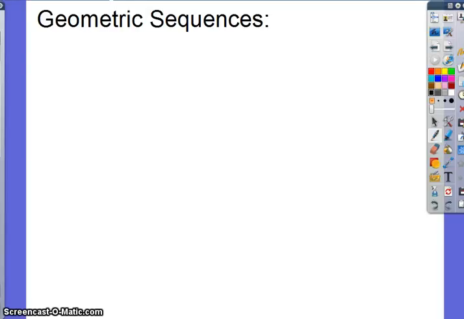Okay, welcome to today's lesson on geometric sequences. We've been discussing these in class, and we're going to talk a little bit about a geometric sequence. Now remember, a geometric sequence is a sequence of numbers in which we multiply from one term to get to the next.